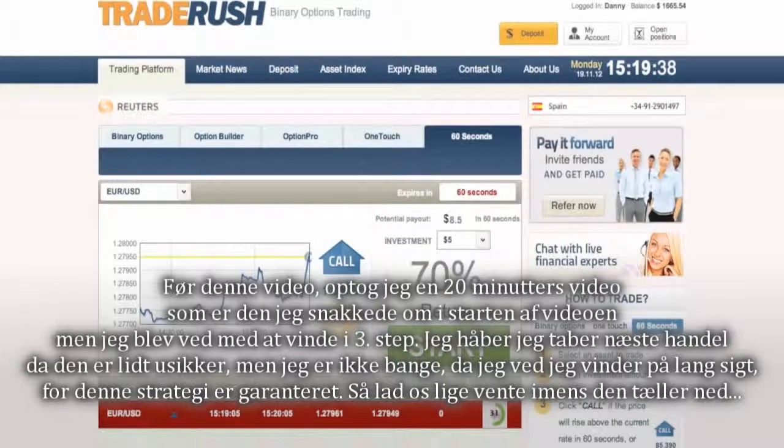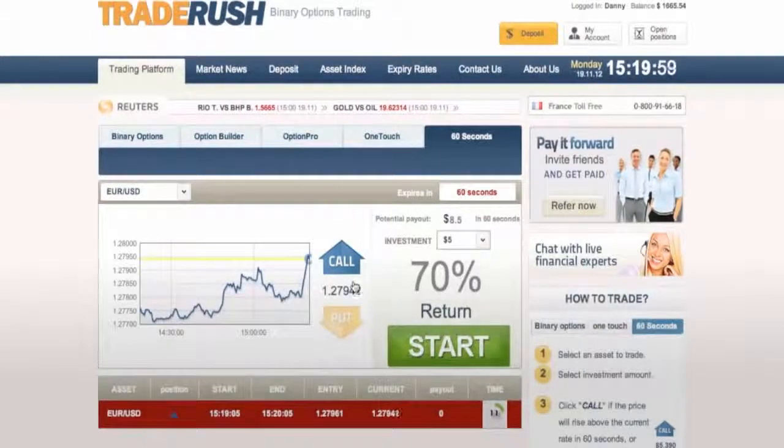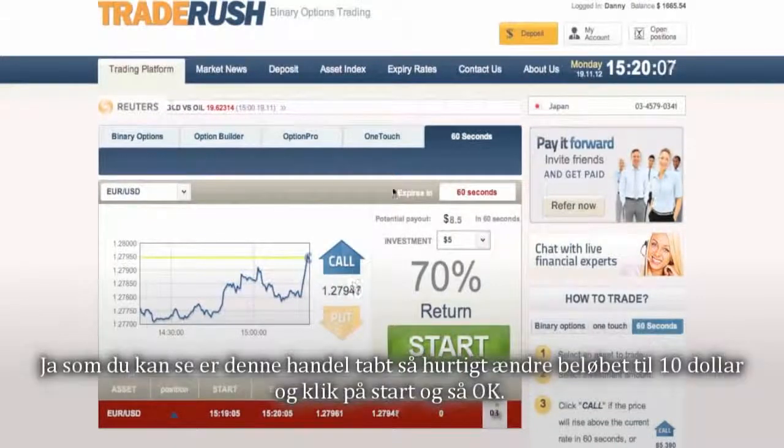I made that video trying to show you guys the complete cycle, but I kept winning on the second and third steps. So hopefully I'll get to show it to you now, because this trade has moved quite far from my entry, but not to be worried, because I know at the end of this cycle I will come out on top because this strategy is guaranteed. So let's just wait till it counts down. Yeah, as you can see, this trade is a loser.